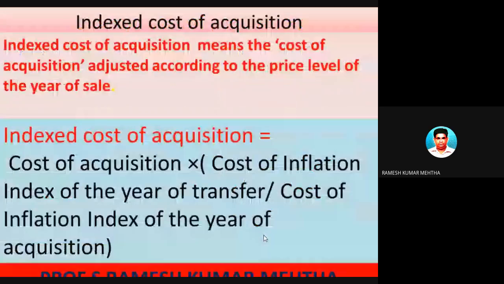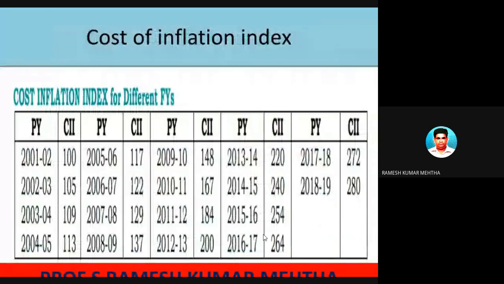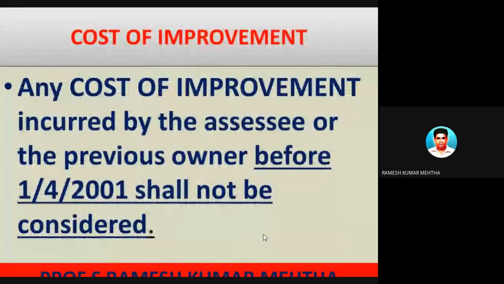Now this is the formula of index cost of acquisition. I already told about this, so I'm just repeating it. This is the formula for index cost of improvement. Also we have discussed this. So this is the cost of inflation index of the previous years. Okay, this is very important. Let's take a small problem.